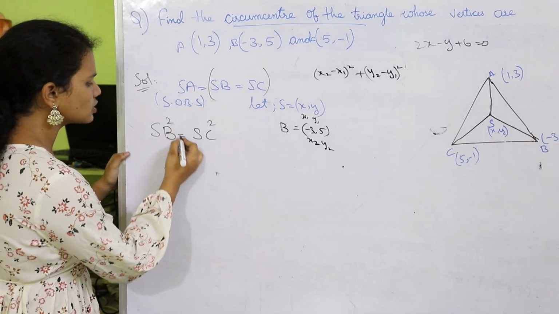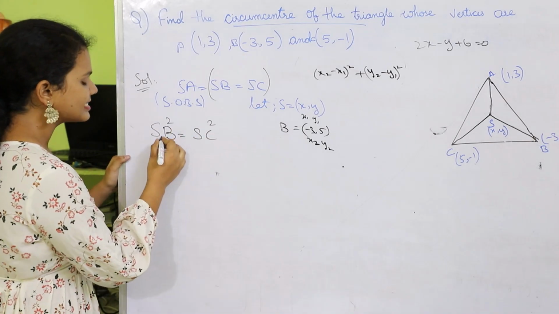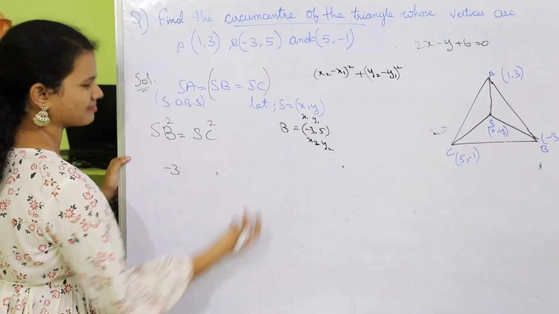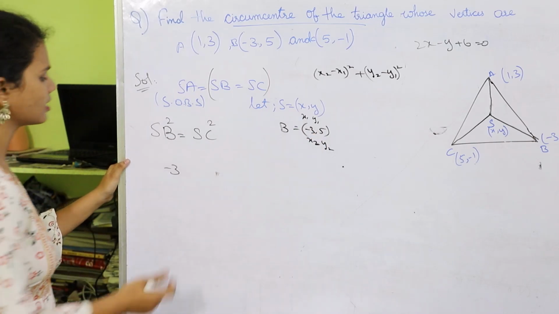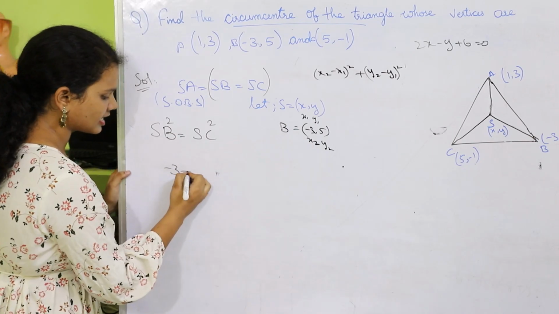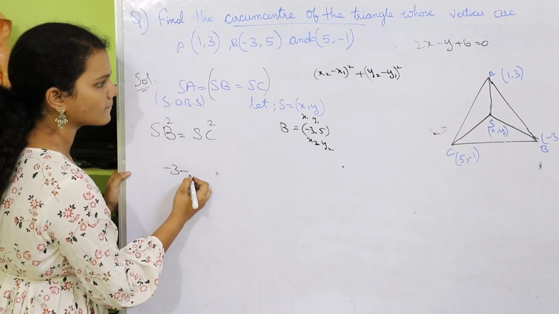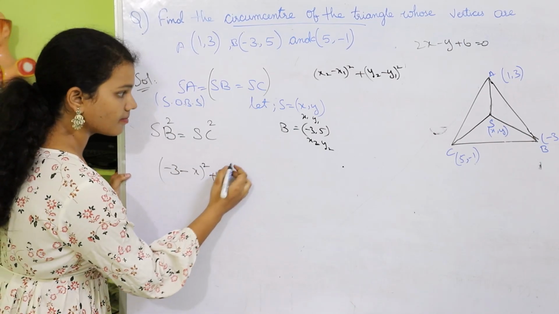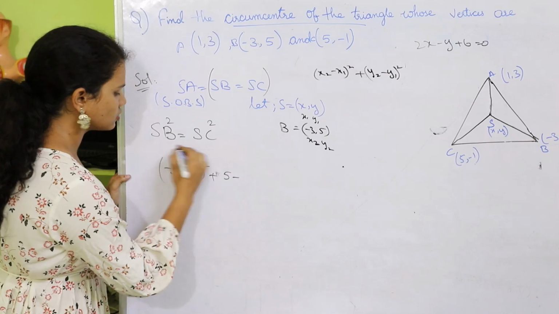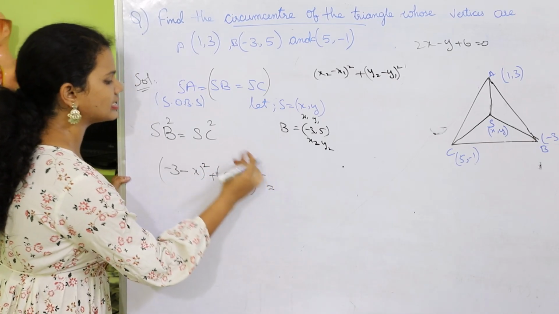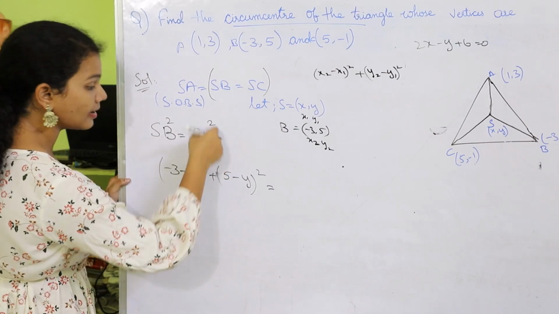You have SB whole square is equal to SC whole square. SB whole square. SB value means minus 2 minus 1, minus x2 minus x1 whole square. So x2 is what? Minus 3, minus x1 whole square. x1 is what? X. Clear? Plus y2 5 minus y1 y whole square, which is equal to again SC whole square.